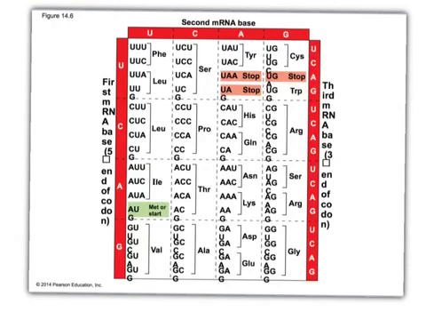Then you have your 3 stop codons, UAA, UAG, and UGA. Those do not code for an amino acid, so translation stops. You see that most of these have more than one possible combination, other than tryptophan and methionine.